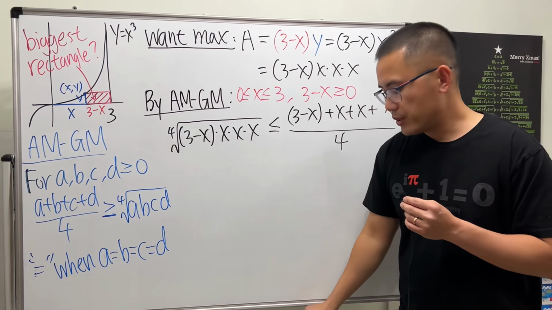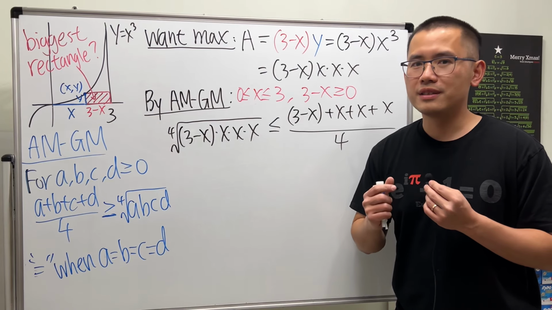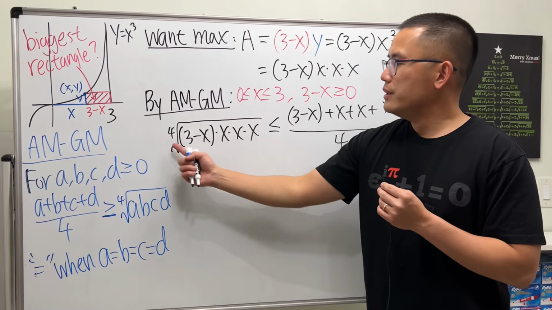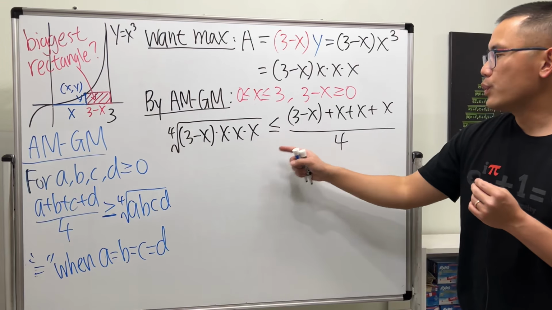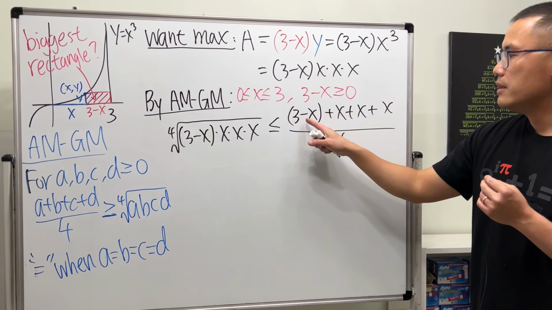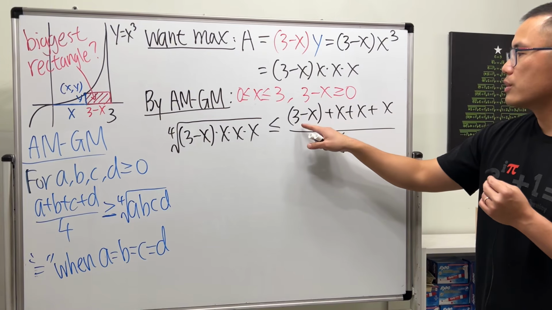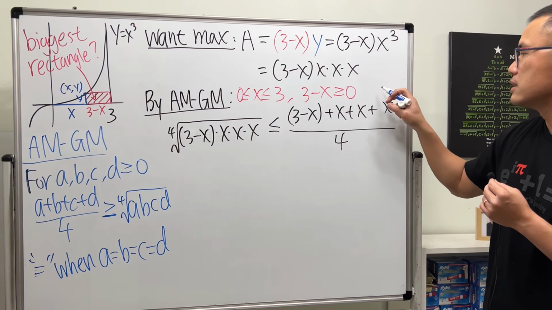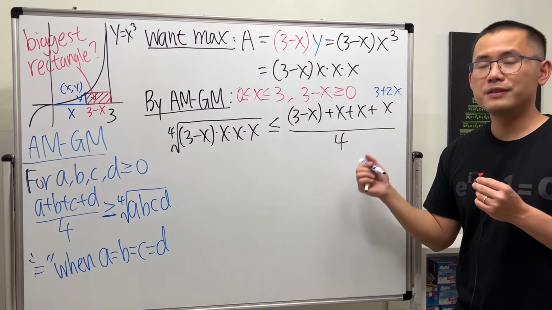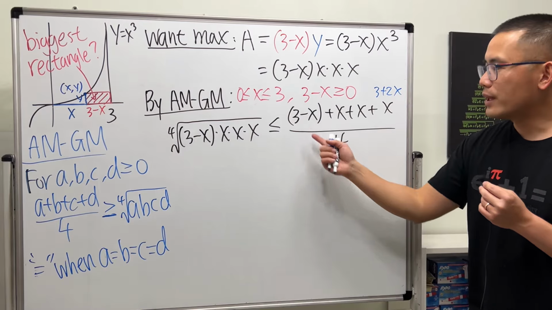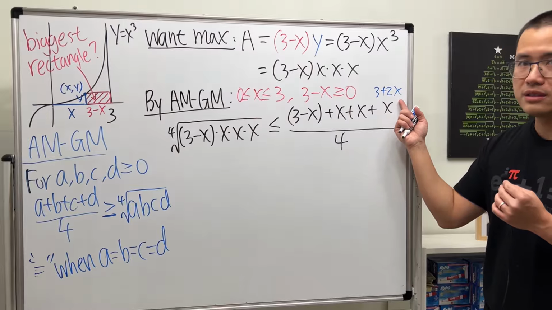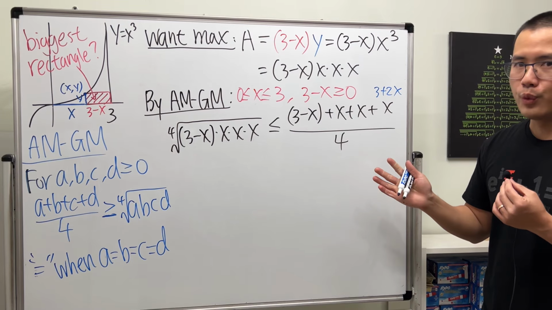Okay, so this is pretty good, but unfortunately, here's a small trouble for it. Have a look. This is always less than or equal to this thing. But if you combine like terms, minus x and x cancel, so the top is just 3 plus 2x, and then over 4. This is not good, because the right-hand side is still a function. It still varies depending on what x is. That's not what we want.